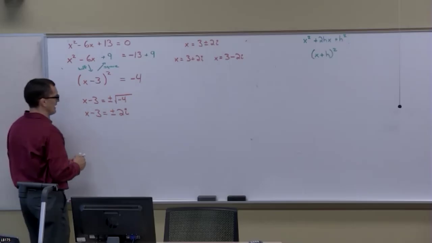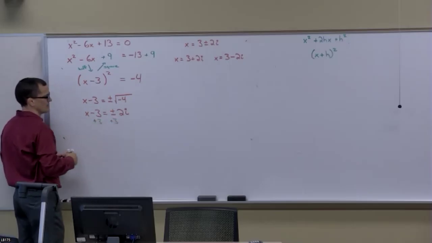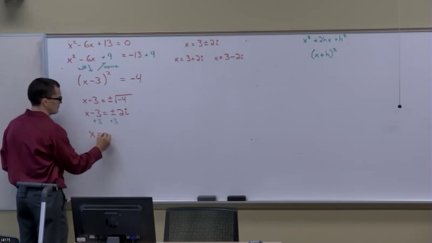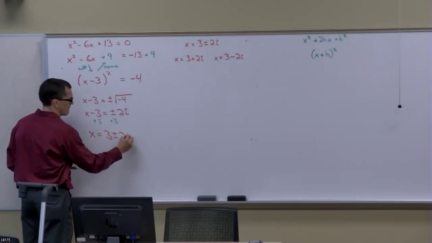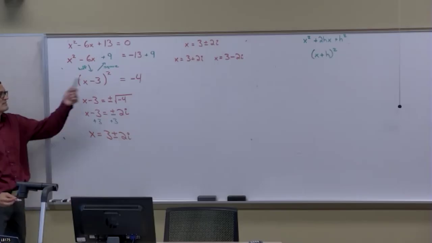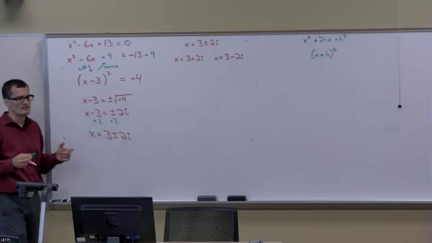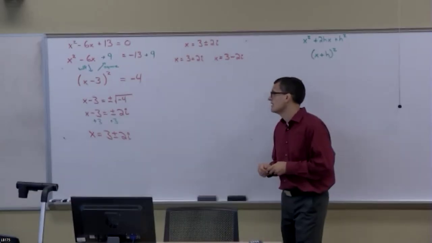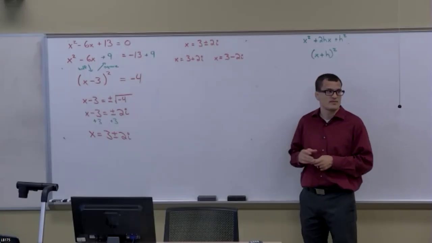Add 3 to both sides. 3 is a real number, 2i is imaginary, so they don't combine. I get x is equal to 3 plus or minus 2i. Notice that's exactly the same thing we got using the quadratic formula. So, quadratic formula and completing the square gave us the same thing.